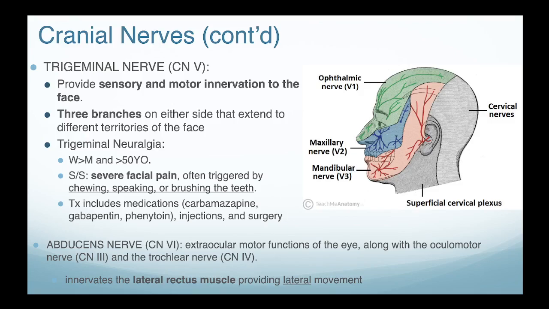And then you have the abducens nerve, which also works in movement of the eye muscles. So that's the nerve that innervates the lateral rectus. So that's the nerve that allows you to move your eyes laterally.